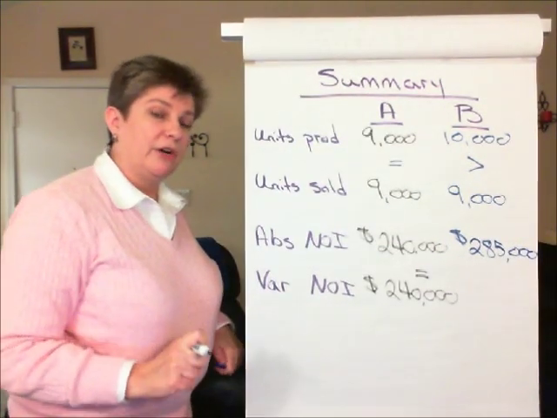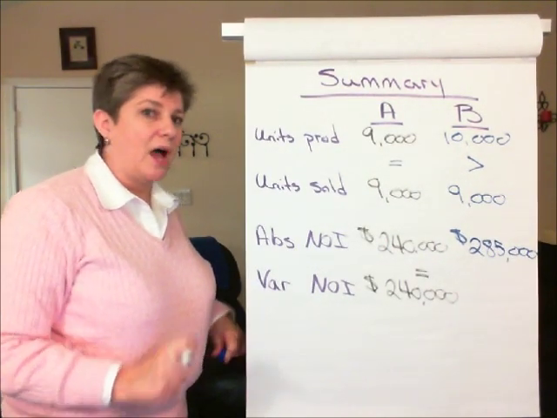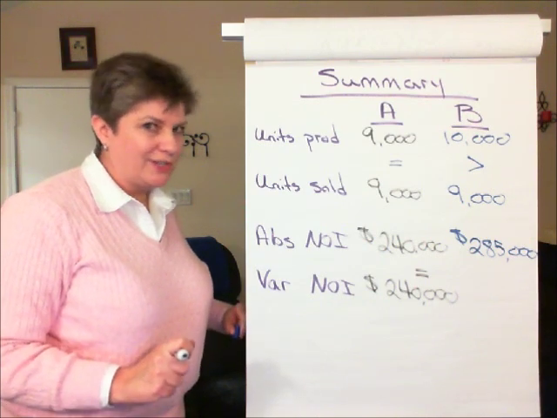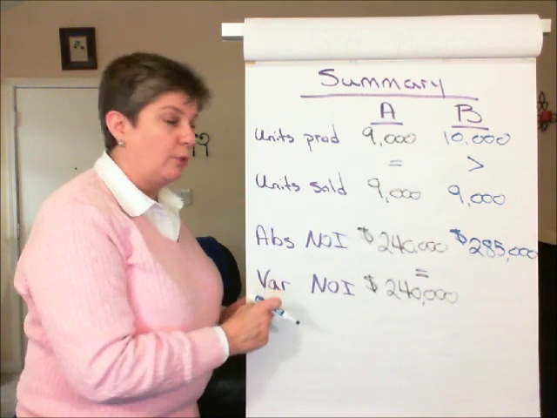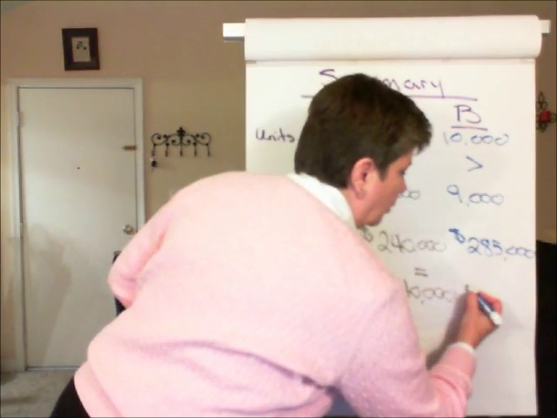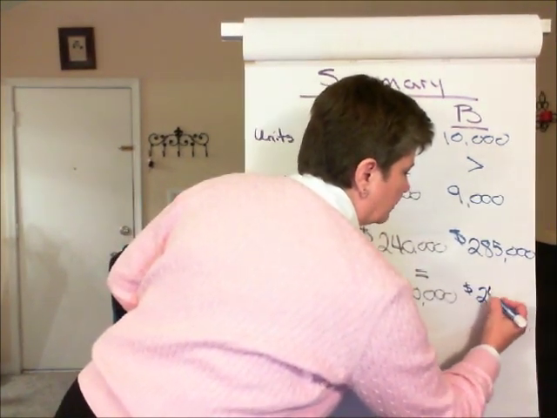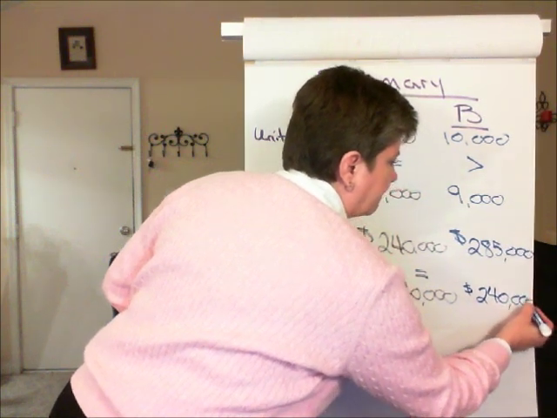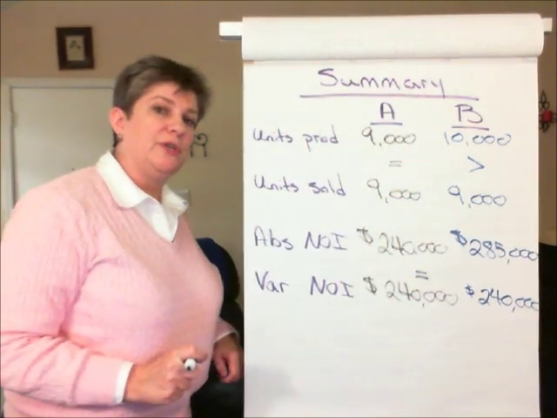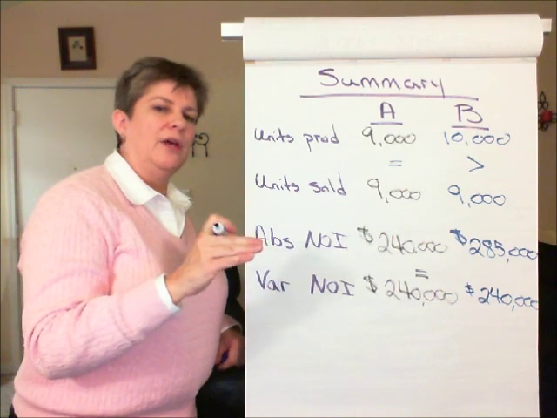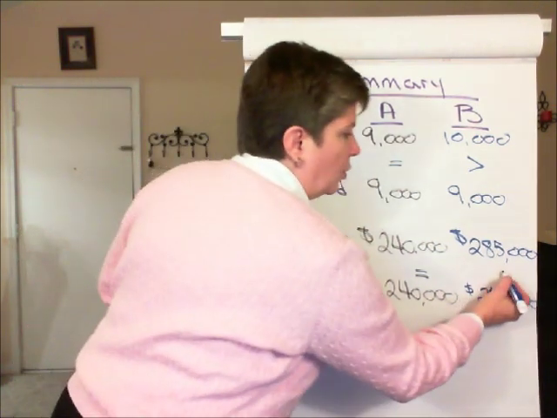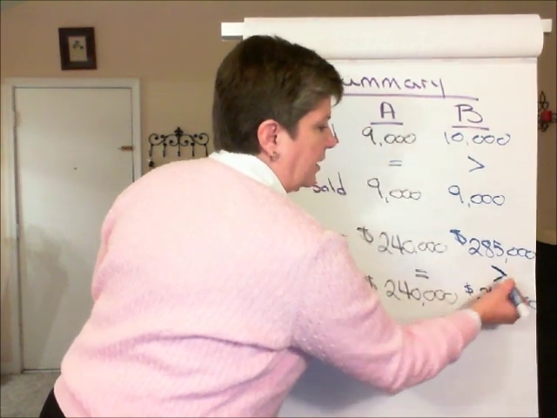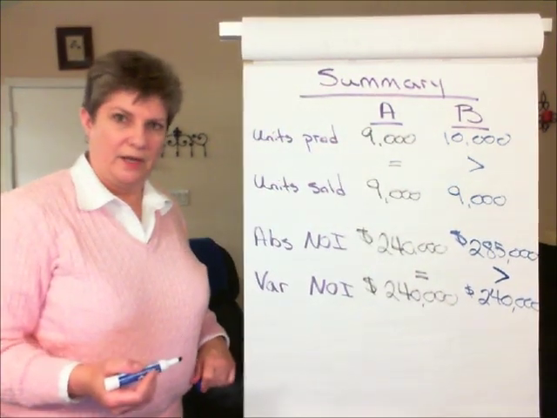But because variable costing net income is not changed by changes in inventory levels, variable costing net income in scenario B was still only 240,000. So when the number of units produced is greater than the number of units sold, absorption costing net income will be greater than variable costing net income.